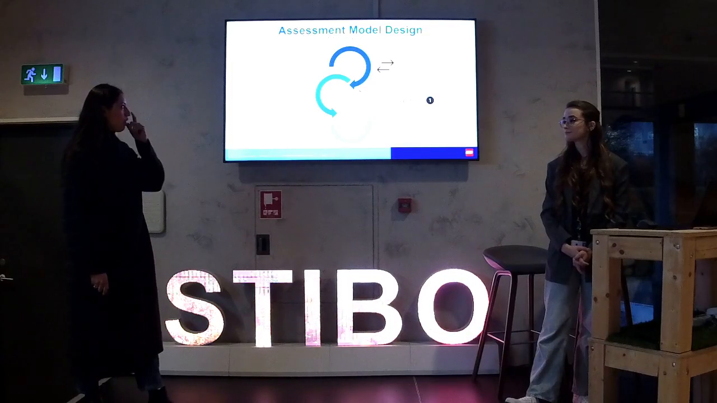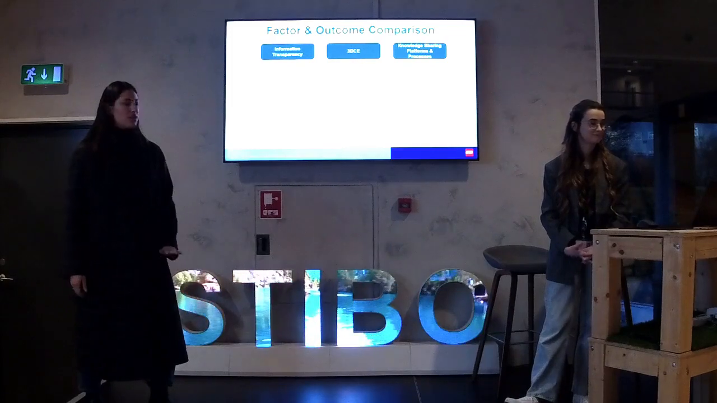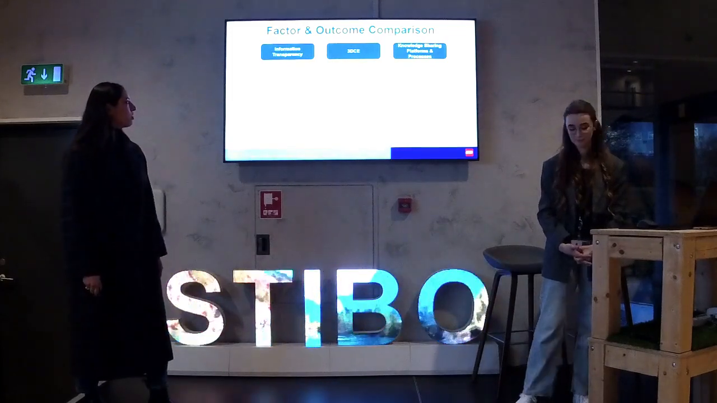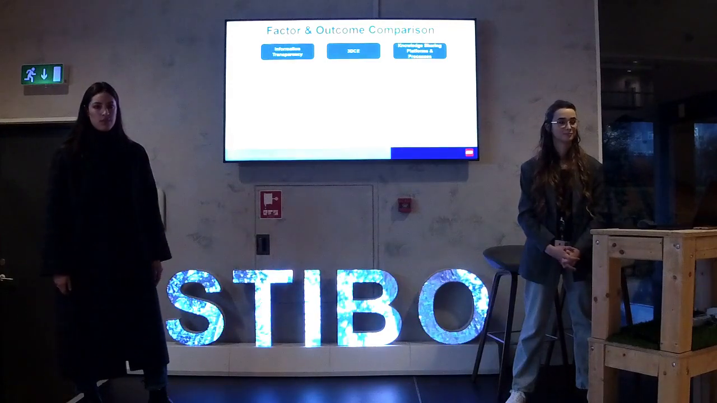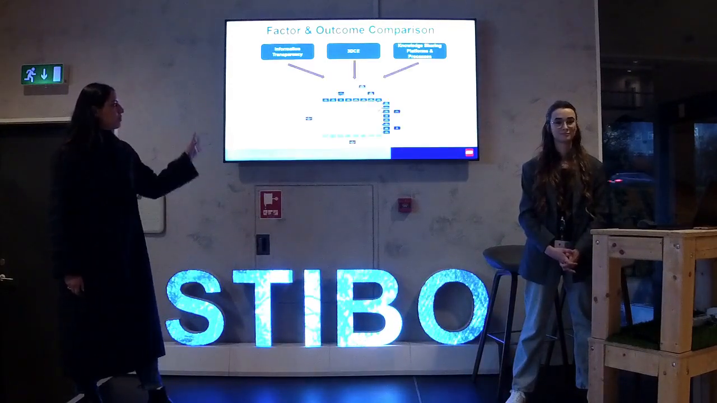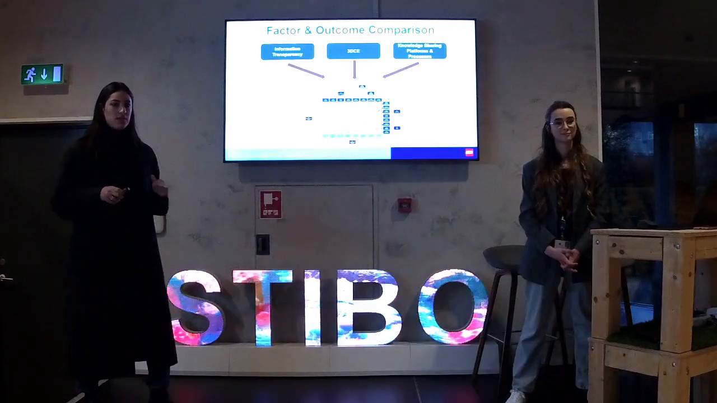So based on this, we started with a very big dive, searching a lot of different papers on the internet. We focused on topics such as information transparency, 3DCE, knowledge sharing platforms, and processes. So from all these papers, we came down to finding several influencing factors. After that, we tried to relate them to each other and group common themes to end up with a final list of them.